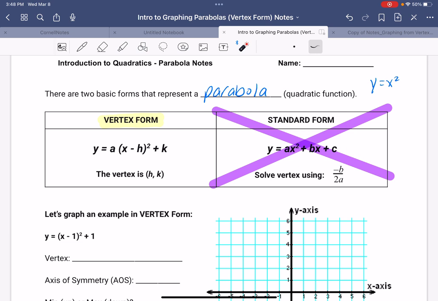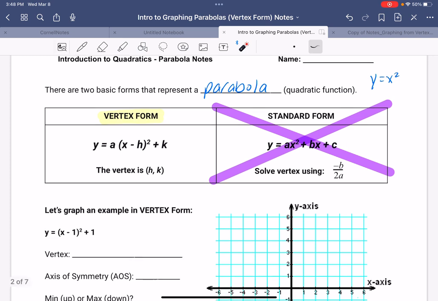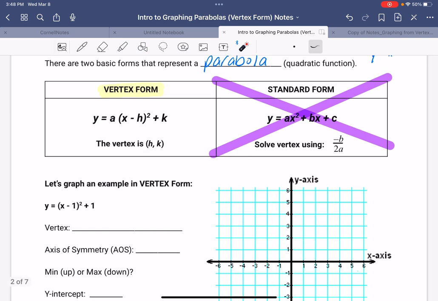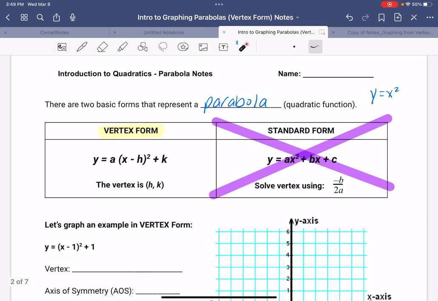So here is where you need to start paying attention. Let's graph an example in vertex form. So we have y equals a(x minus h) squared plus k. Now, I know this is going to seem kind of crazy, but your vertex, remember how we typically do x comma y? Well, in vertex form, it's the same as h comma k. I want you to notice we have h here and we have k here.